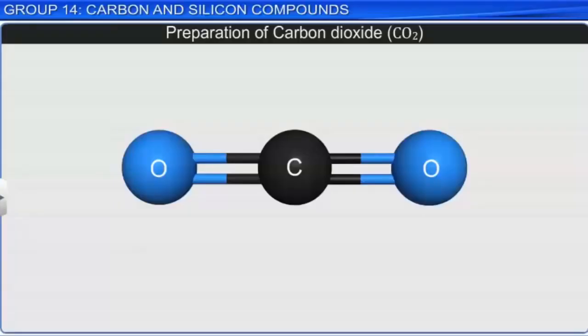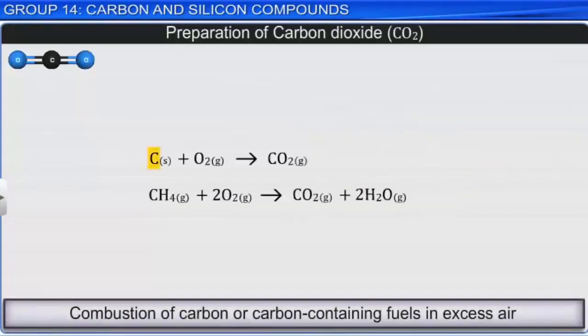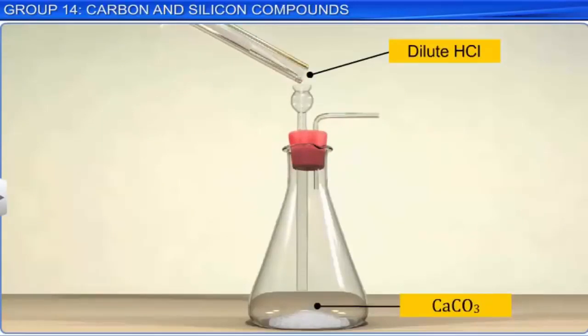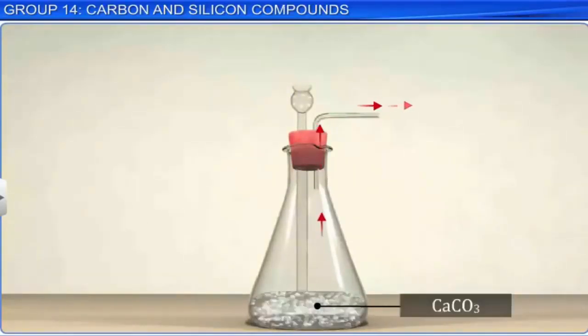There are several ways to prepare carbon dioxide. One way is by the combustion of either carbon or carbon-containing fuels such as methane in excess air. In the laboratory, carbon dioxide can be prepared by reacting dilute hydrochloric acid with solid calcium carbonate.